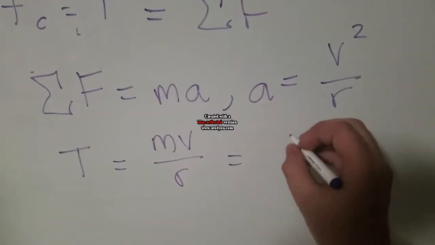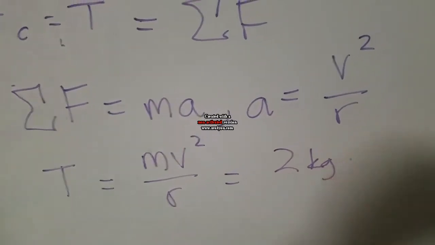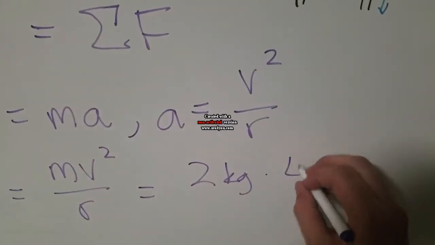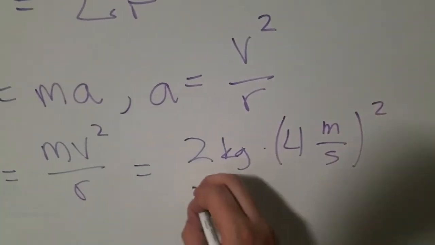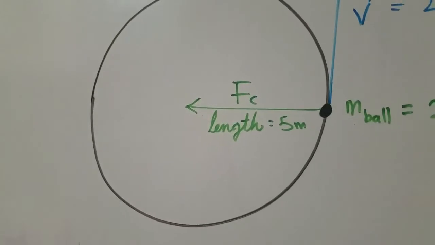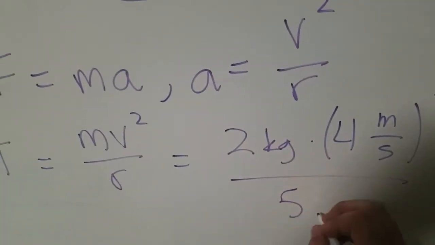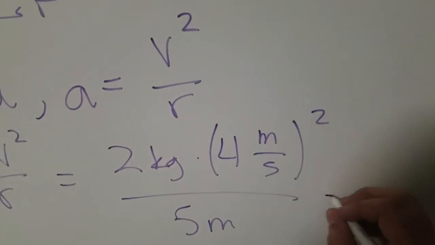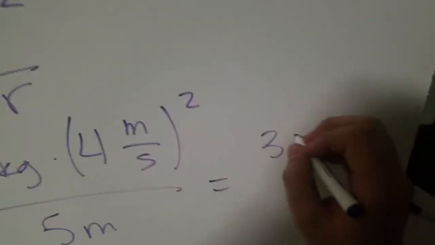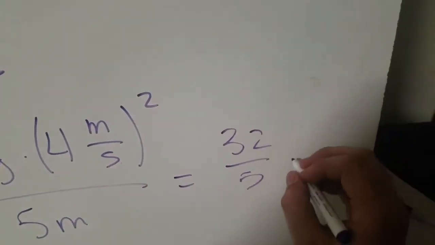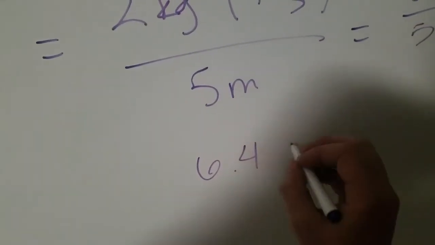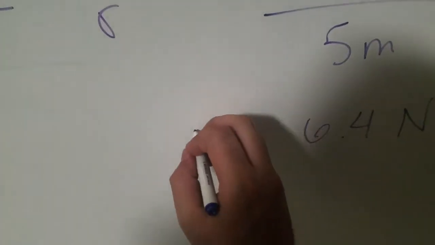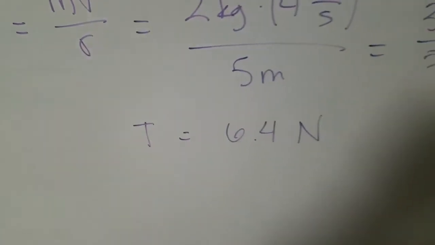And so we have the mass of the ball, which is going to be 2 kilograms. And then we have the velocity, which is going to be 4 meters per second. Don't forget to square that. And then the radius of the circle is just going to be the length of that rope, which is 5 meters. And so when we do that, we get 32 over 5, which is going to be 6.4 newtons, because we're measuring force here. And so that is going to be the tension in the rope.